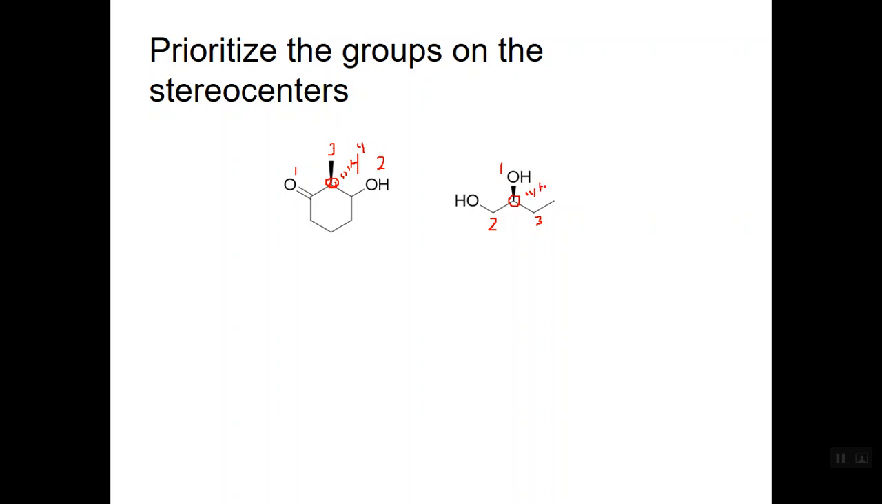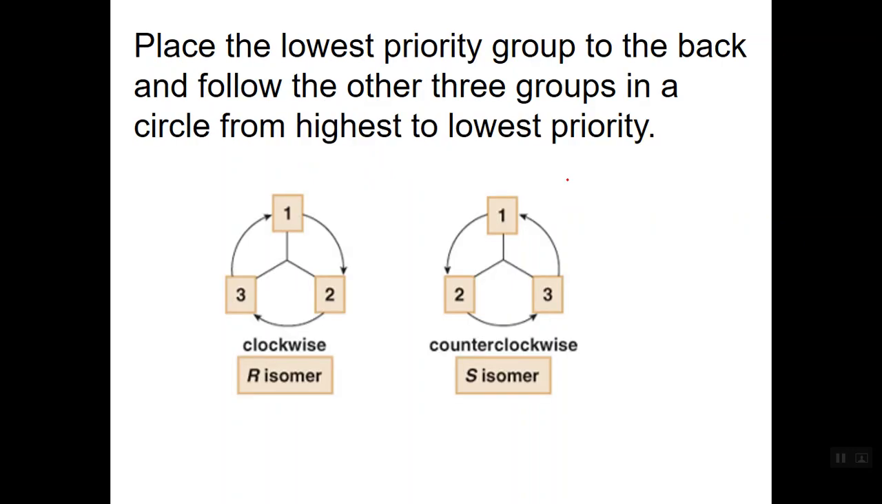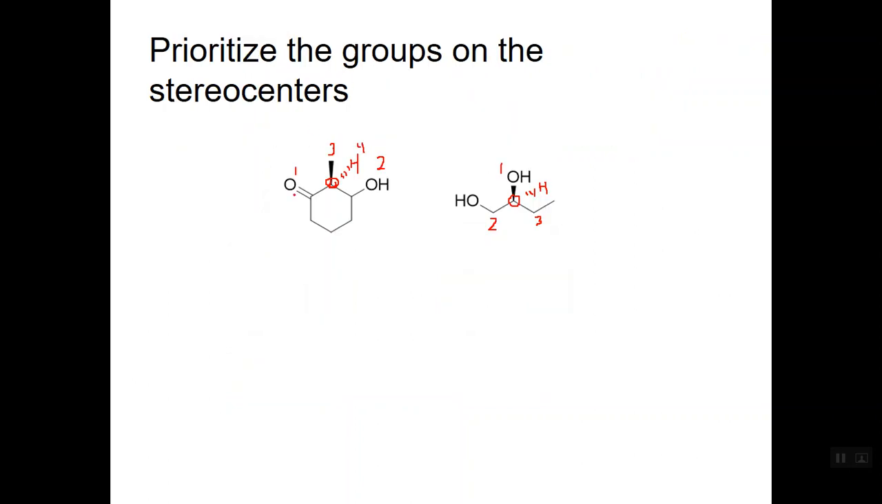Okay, so then the next step would be to place the lowest priority group to the back, and then pretend that you're driving, like you have a steering wheel. If you turn your steering wheel to the right to go from priority 1 to priority 2 to priority 3, then that's the R isomer. And if you go counterclockwise, then that's the S isomer. So if we go back to our previous example, we're actually in the right orientation for both of these. You can change the orientation and redraw it, or use a model to change the orientation if what's given to you isn't in the correct orientation.